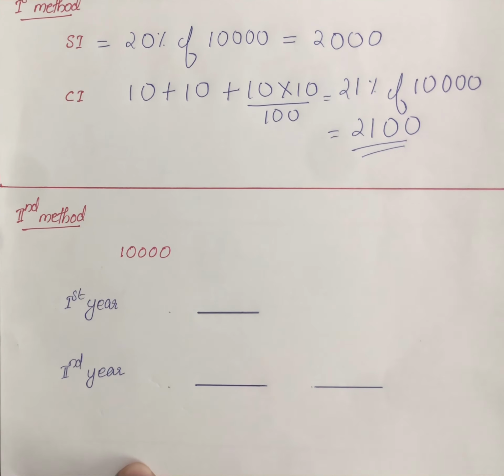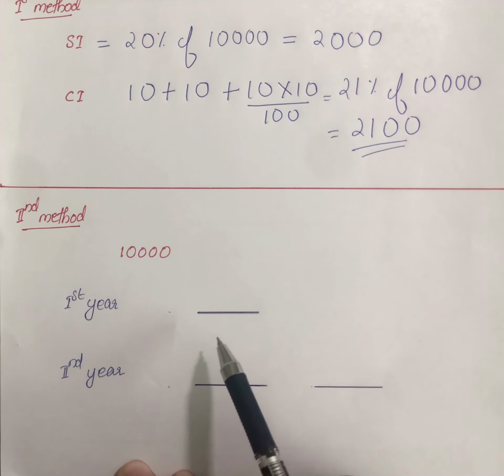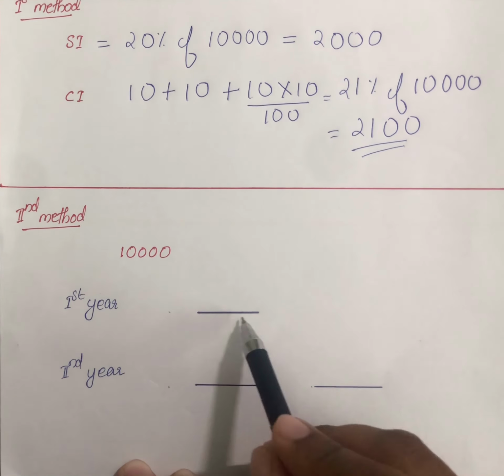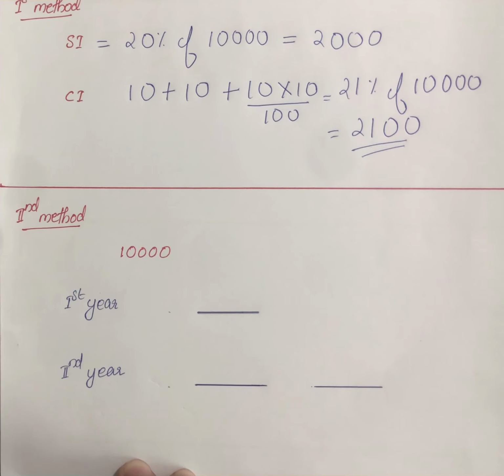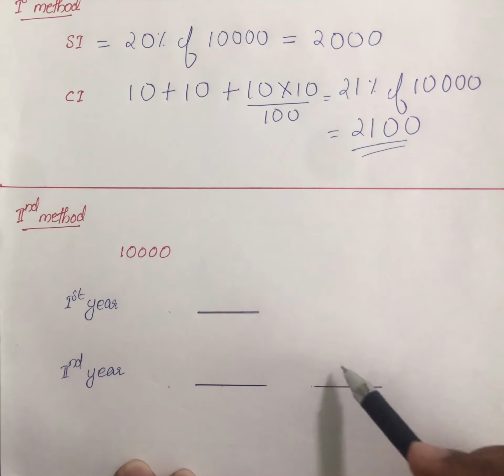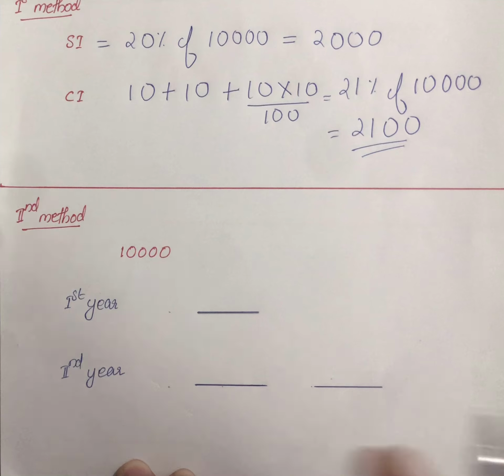Okay, initially I'm taking a principal 10,000. In the first year I'll only get one interest because we have only interest on the principal. That's why I've written just one slab. In the second year you're going to get two interest. One is the interest from the principal and other is interest on the first year's interest. That is interest on interest. That is why it is called the compound interest.